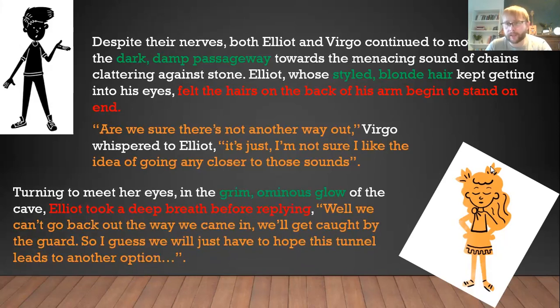Grim, ominous glow is an example of an expanded noun phrase. Elliot took a deep breath before replying might show another idea of nerves or sort of fear. And then the direct speech just there in orange. They are your three different challenges today.